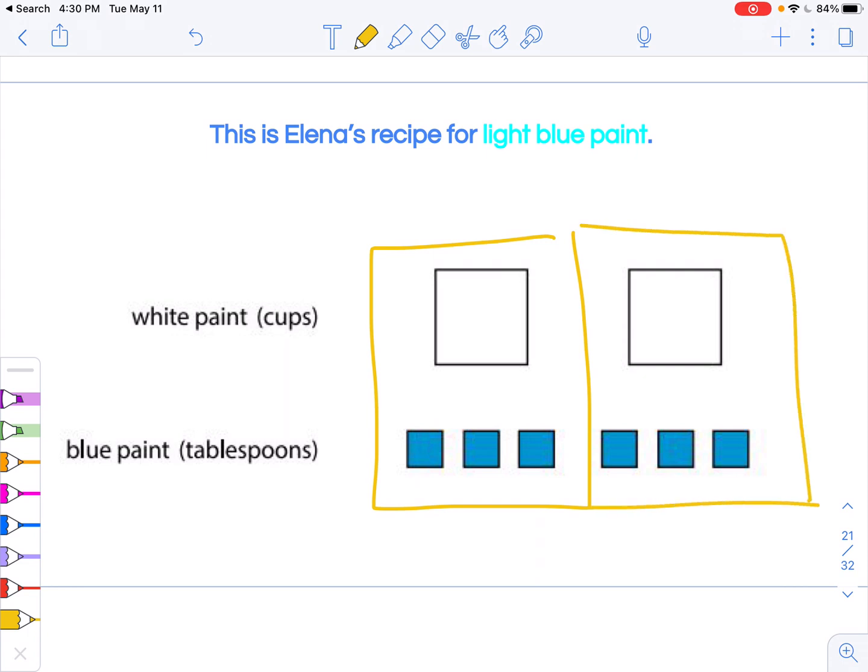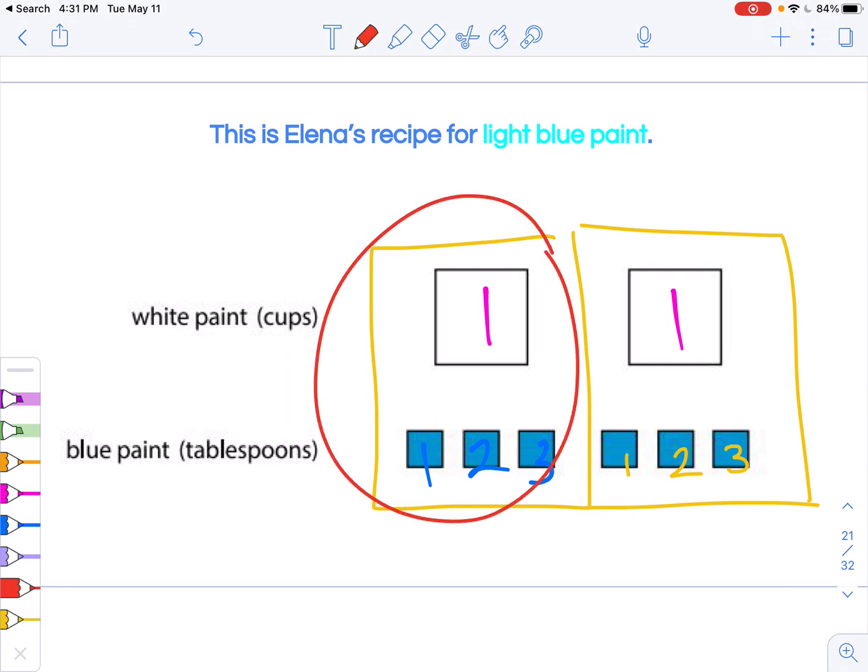Now I have 2 groups. In each group is 1 cup of white paint to 1, 2, 3 tablespoons of blue. 1 cup of white paint on the right to, let me grab a different color here, 1, 2, 3 tablespoons of blue. So you can see smaller repeating patterns. I'm going to use this repeating pattern here on the left. It doesn't really matter if I use the one on the left or the right because they're the same to build my double number line.